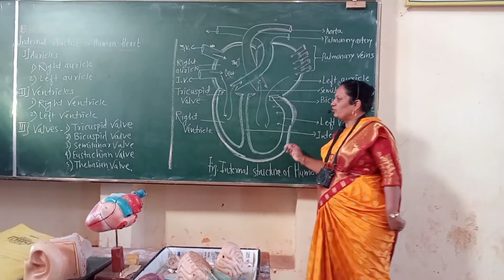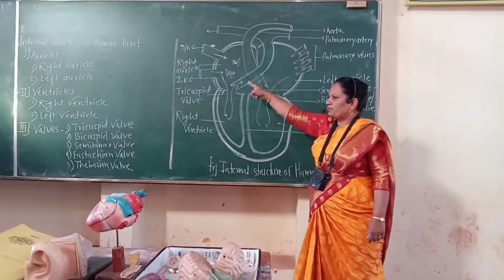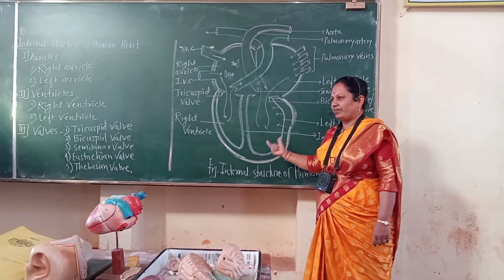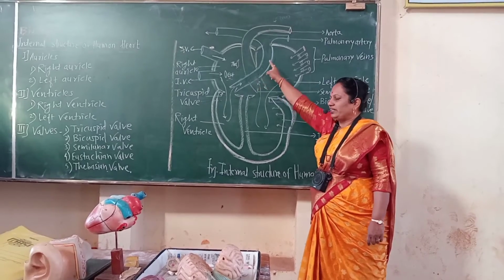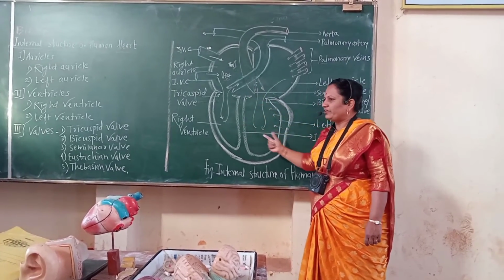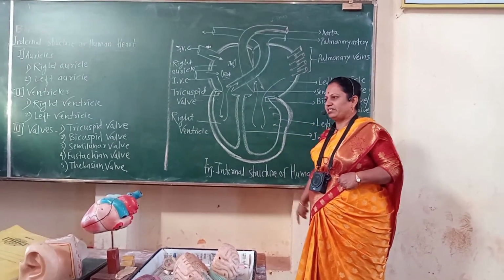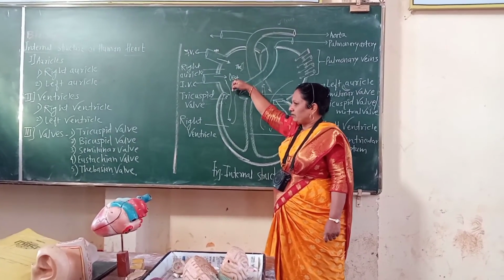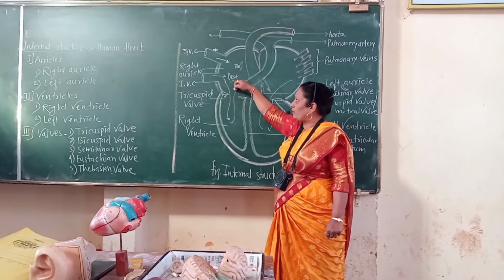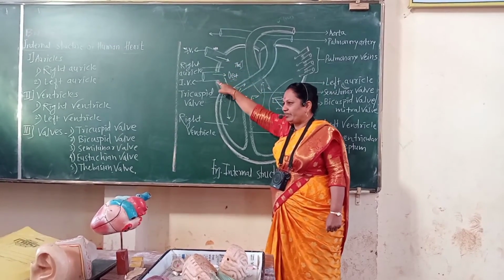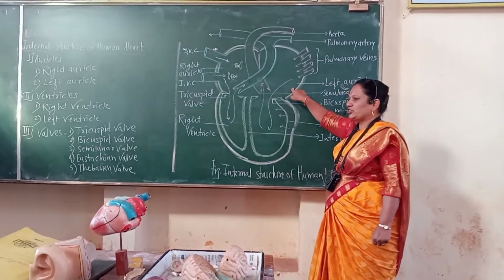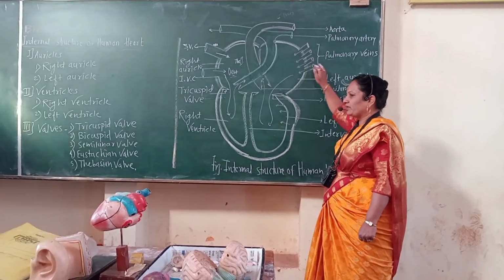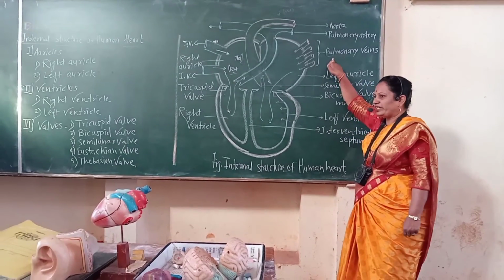Here internally the human heart perfectly shows four chambers. Upper two chambers are called auricles, lower two chambers are called ventricles. In between two auricles, the interauricular septum is there. In between two ventricles, the interventricular septum is there. Right auricle receives impure blood from all parts of the body through superior vena cava and inferior vena cava, while left auricle receives pure blood from the lungs through pulmonary veins.